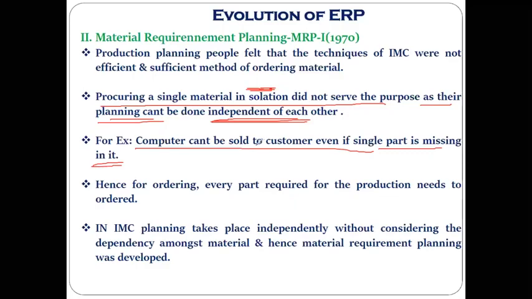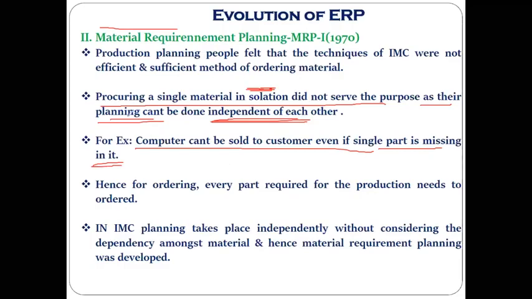Now, what was the case in material requirement planning? They failed. If you want to produce a computer or a car, we should give the order of all the material at a time, instead of giving the order of material one by one. Are you getting it? Yes?